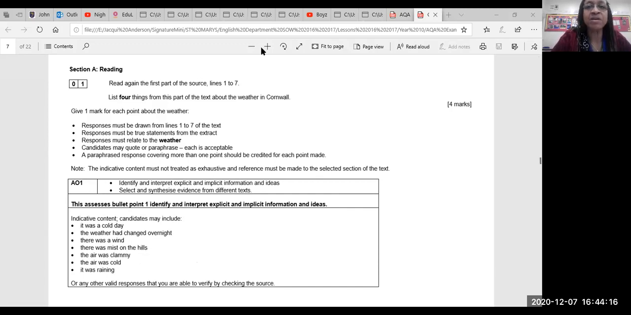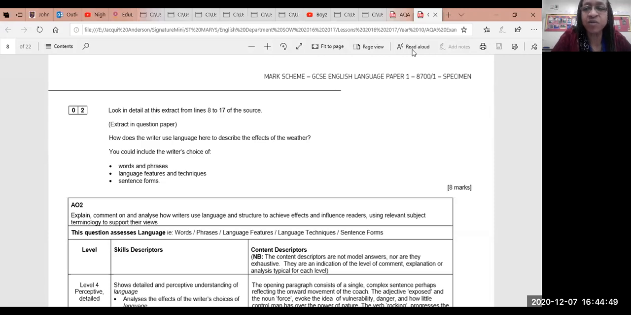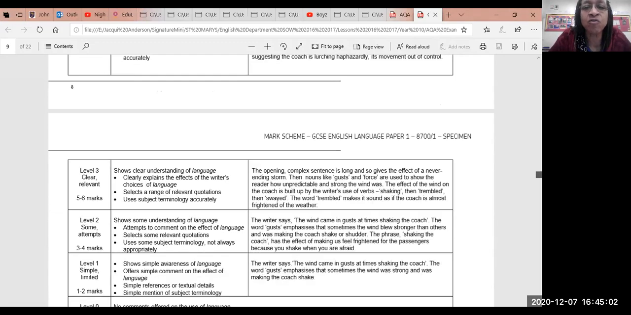Okay, now we're going to have a look at question 2. So check your answers and tick where you've got them right, and have a look at why, if you didn't get any of them right, why not, so that you know for next time. Right, now we're looking at the answer for question 2. Again, we needed to look at the weather here. We were looking at how the writer uses language. So we needed to be able to use our PEAL format.